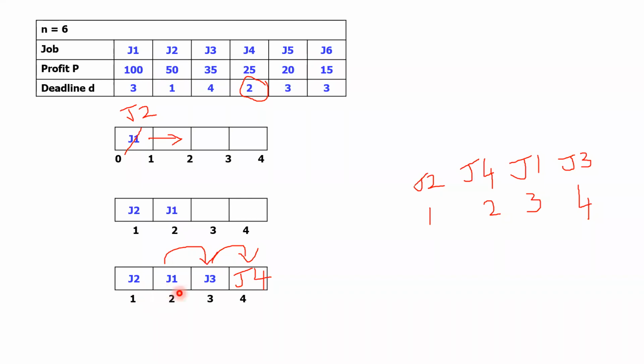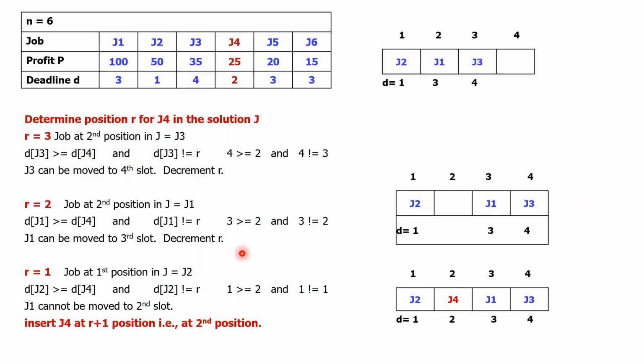Now how am I going to decide whether J3 can be moved to the right side or not? Whether J1 can be moved to the right side or not? Whether J2 can be moved or not? For that, these are the conditions. You have to repeat this process until you find an empty slot to fit J4. If you find an empty slot, you'll fit it. Sometimes in some scenarios, you'll not find an empty slot to fit J4. Then you'll not be able to schedule J4.